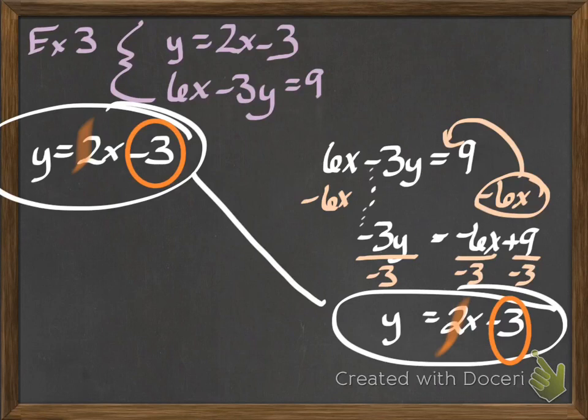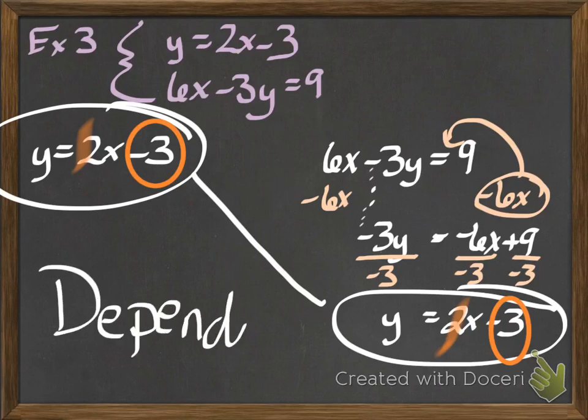That is when you have the dependent solutions. That means they are going to be the exact same. That means you have infinitely many solutions.